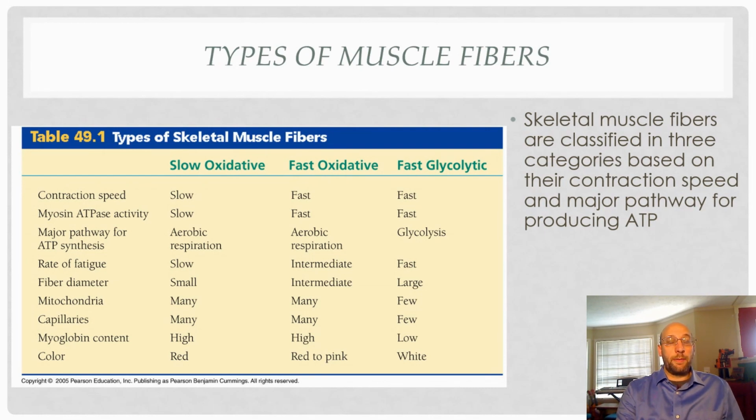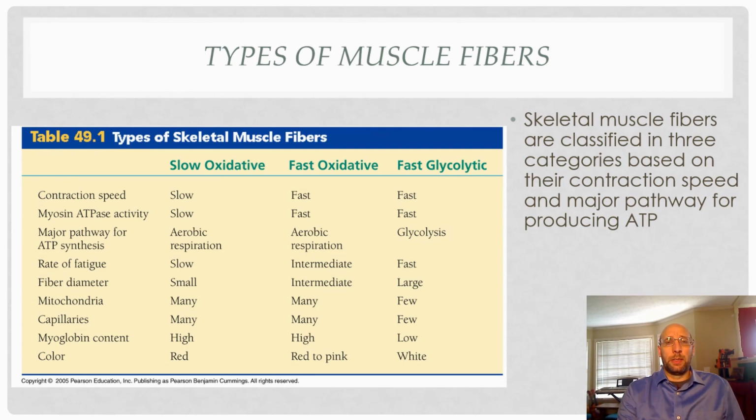Slow oxidative and fast oxidative, those are both using the electron transport chain, and they're using aerobic cellular respiration. Fast glycolytic is using just glycolysis mainly in those fibers. Generally in oxidative muscle fibers, we see that they have more mitochondria, that they have more myoglobin to pick up oxygen, and also they're darker in color. They're a red to a pink coloration.